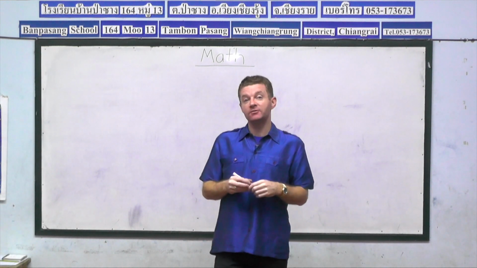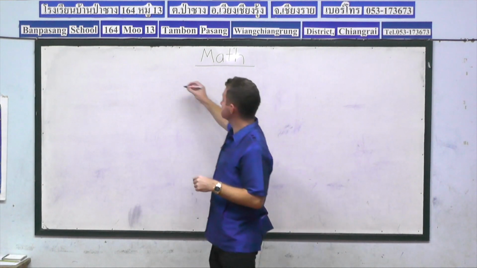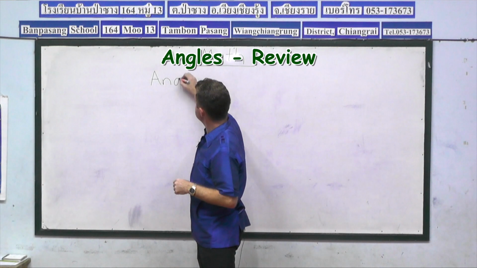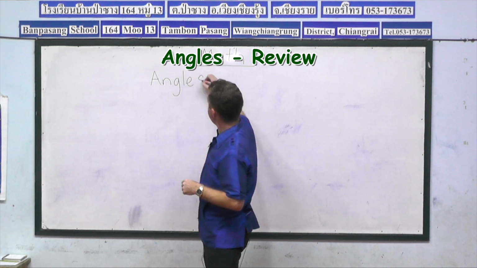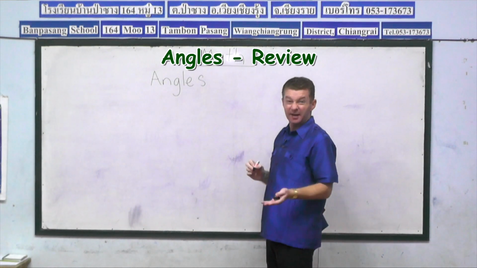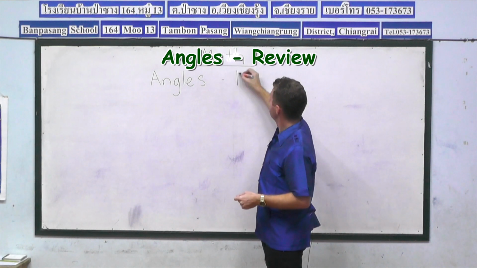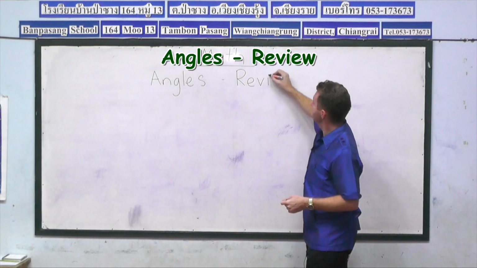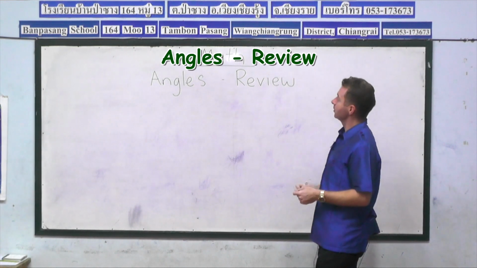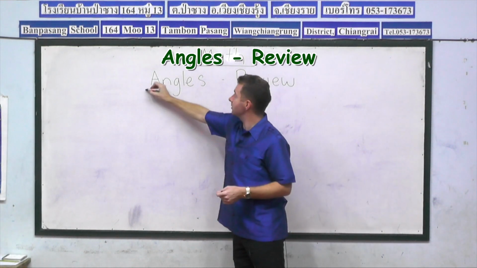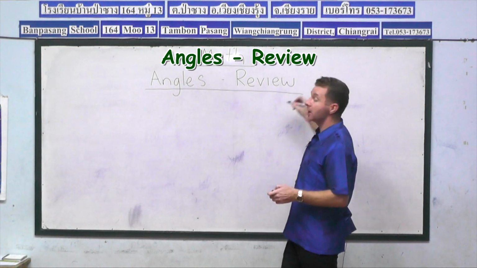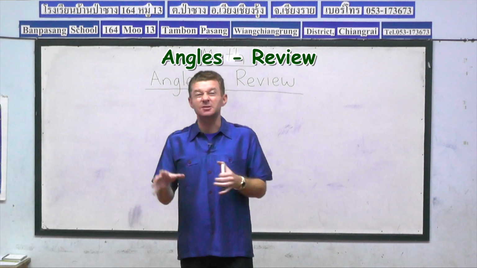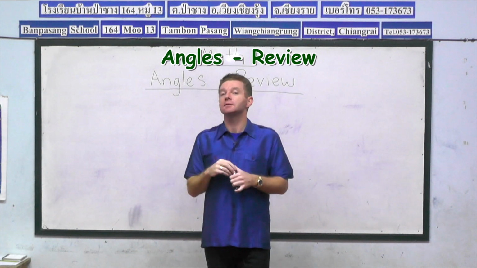So let's write that phrase on the board first. How do we spell angles, guys? A-N-G-L-E-S. Angles. And today is a review lesson. So let's write review. R-E-V-I-E-W. So all together, angles review. Yes. And what we learnt about in math class is all of the different types of angles.